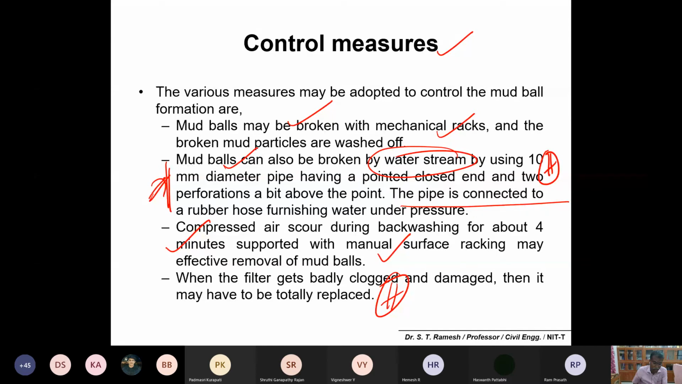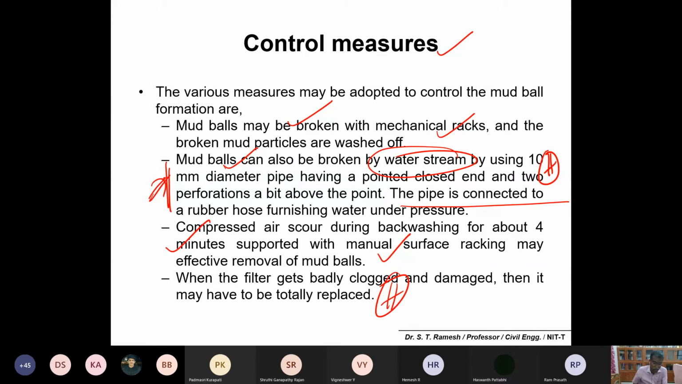mechanical rakes, or you can use a water stream, or you can also use compressed air scour during the backwashing. Thereby it is possible to break the mud balls. And if there is severe damage from mud balls, then the only way is to go for a simple replacement technique.